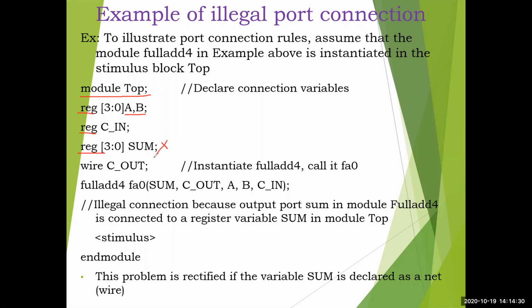This is called an illegal port connection. To correct it, you have to declare it as wire. Whereas output Cout is wire, so there is no problem with it. This is the instantiation. It is an illegal connection because the output port sum in module full add 4 is connected to a register variable sum in the module, so straight away it will throw an error. To rectify this, the variable sum is declared as a net. Just instead of register you have to write wire. So this is one example of how the simulator will throw an error.